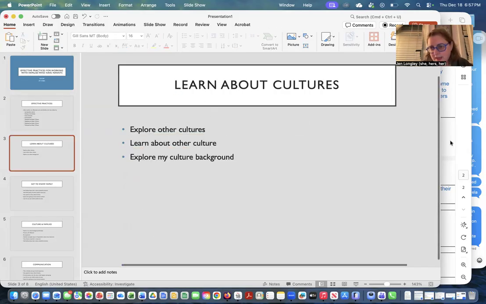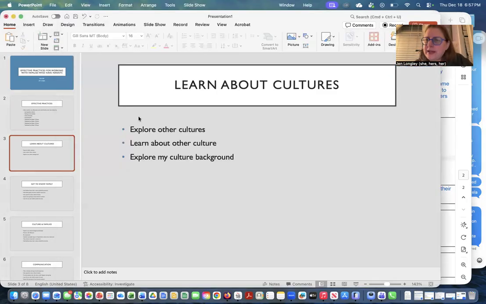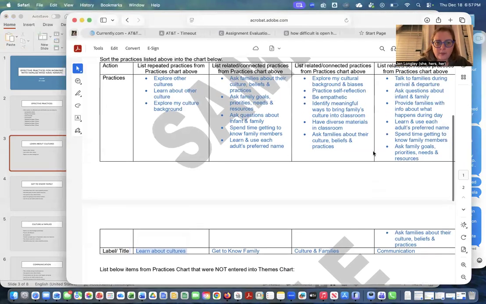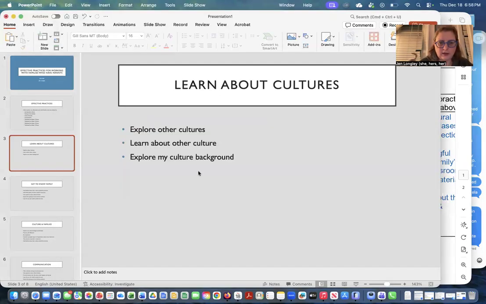Remember, that's the same thing that's here on my week 5 chart, right? And now what I do, well, what does it mean? How can infant teachers learn about cultures? So explore other cultures, learn about other cultures, explore my culture background. Where did that come from? Look, that's right here. These are the practices that I sorted. So I'm copying them and pasting them here.